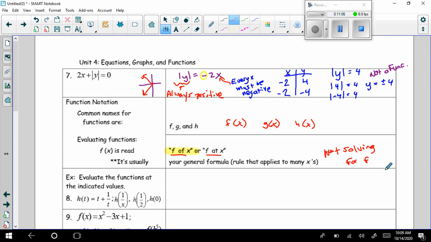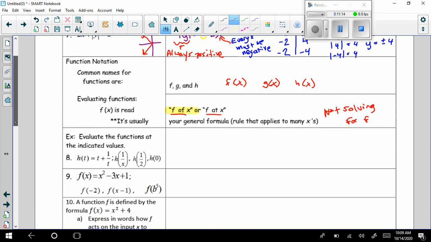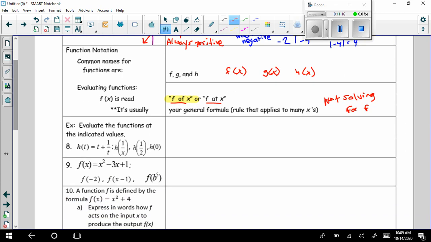Your general formula rules that apply to many x's are still there, okay? This tells us what to evaluate for. You want the function at whatever is inside of your parentheses. So whatever is there, you're plugging that in for your x value or for your t value or for whatever.